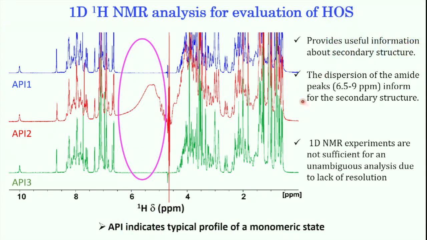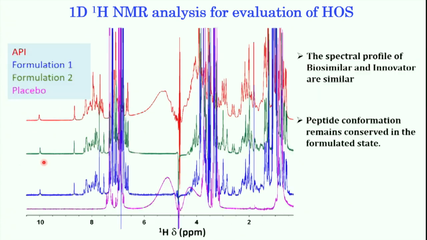You can see the dispersion in the amide region, which typically tells about the folded structure. The secondary structure seems to be very good, and qualitatively we can say that they are very similar. There are some differences, however; if we want to go for higher order structure, then we have to go to 2D.